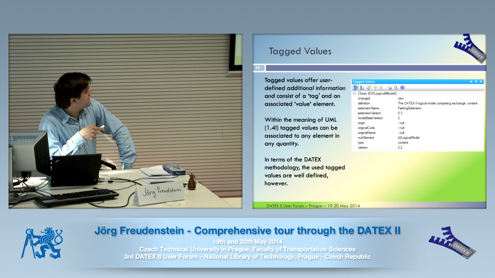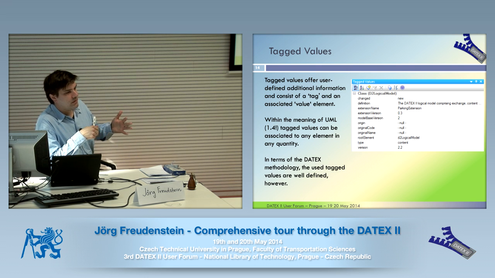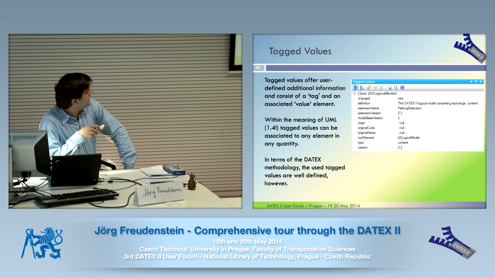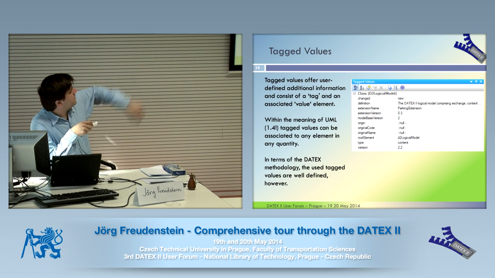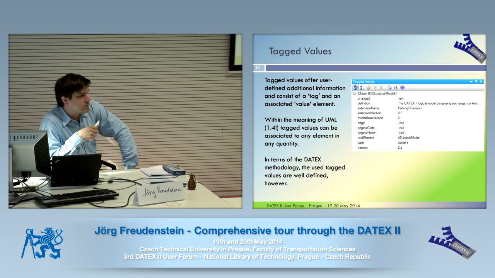We use it in Datex to express different things. Tagged values are attached to all kinds of elements, to classes, to attributes, to everything. And as you can see here, we have a quite long list of elements which we fill out with information. Some of them are more important than others. Very important is the definition tag and the order tag. The order tag is not visible here on this element, but most elements also have an order tag.